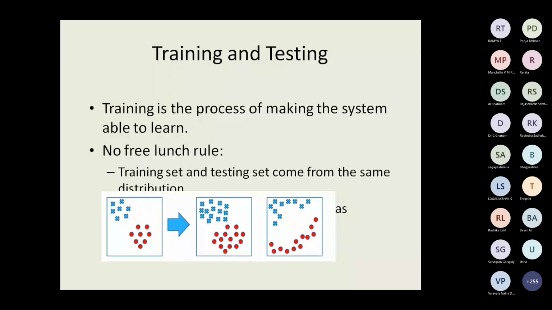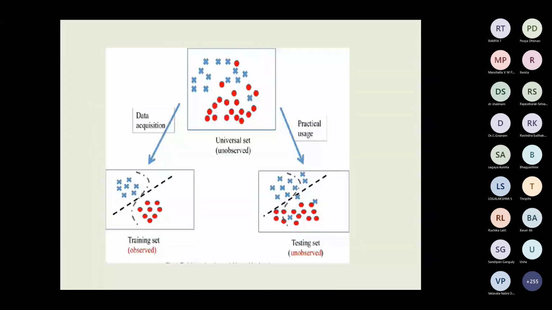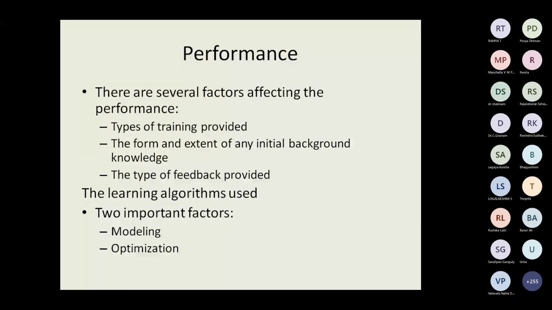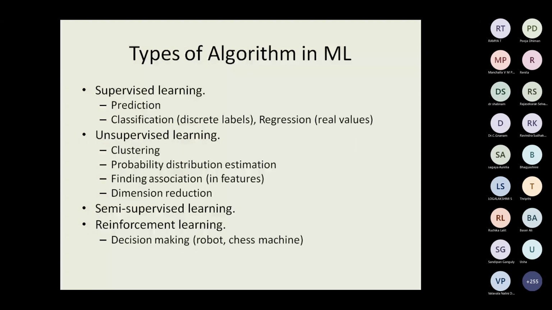You might come across a lot of insights from other people who have given machine learning techniques. So how you are getting the performance with the help of modeling and optimization, and some of the types of algorithms in ML are supervised, unsupervised, semi-supervised and reinforcement learning. Reinforcement learning is mostly working with deep learning and robotics and so on.